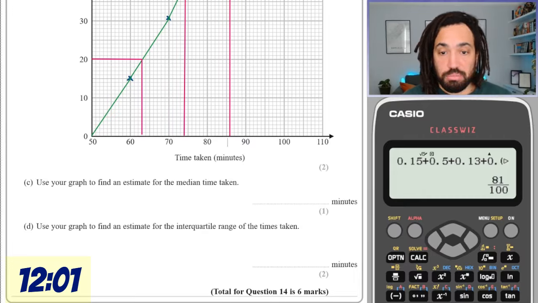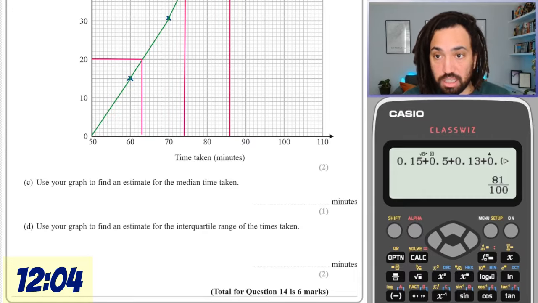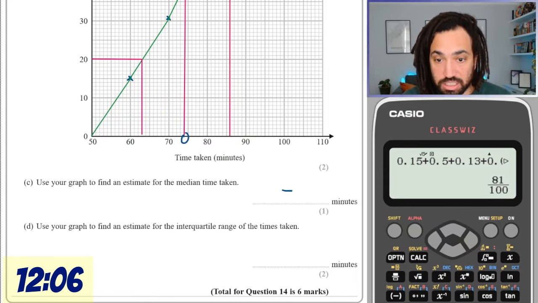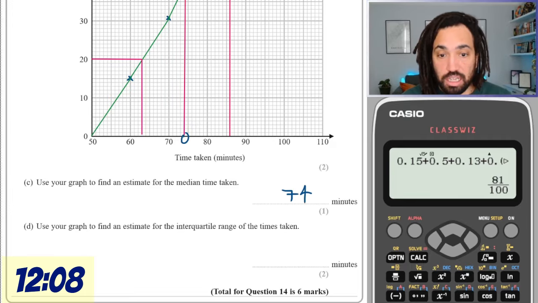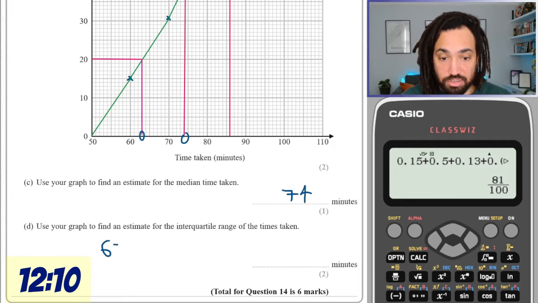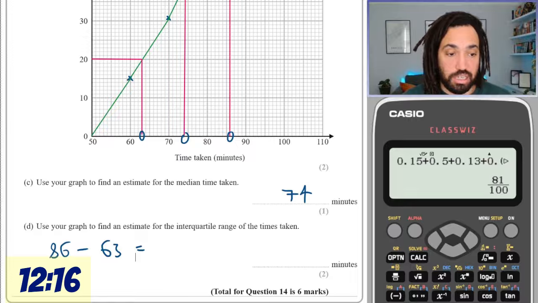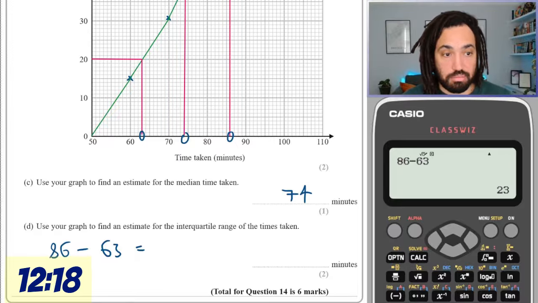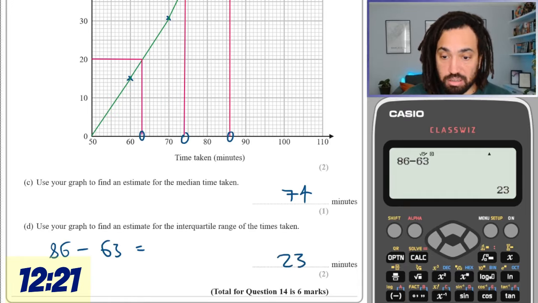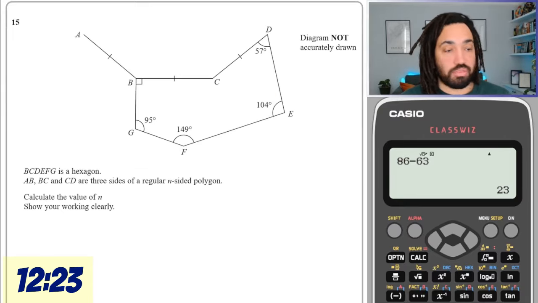Perfect. So the median is this one here, which is 74, and the lower quartile is 63, and the upper quartile is 86. So 86 minus 63 is 23. Of course it is.